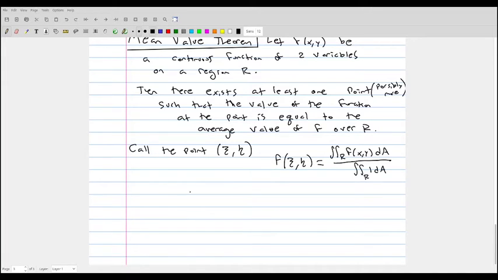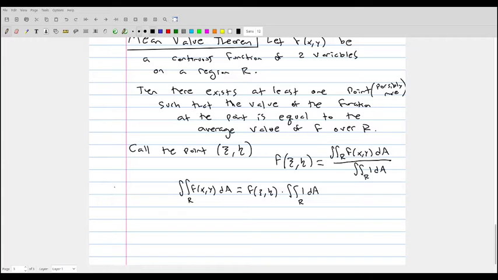So this is the same thing as saying, if you multiply by the double integral of the function 1, or the area of the region R, it's the same thing as saying that the double integral over R is equal to this f of xi eta multiplied by the double integral over 1, or the area of the region R.